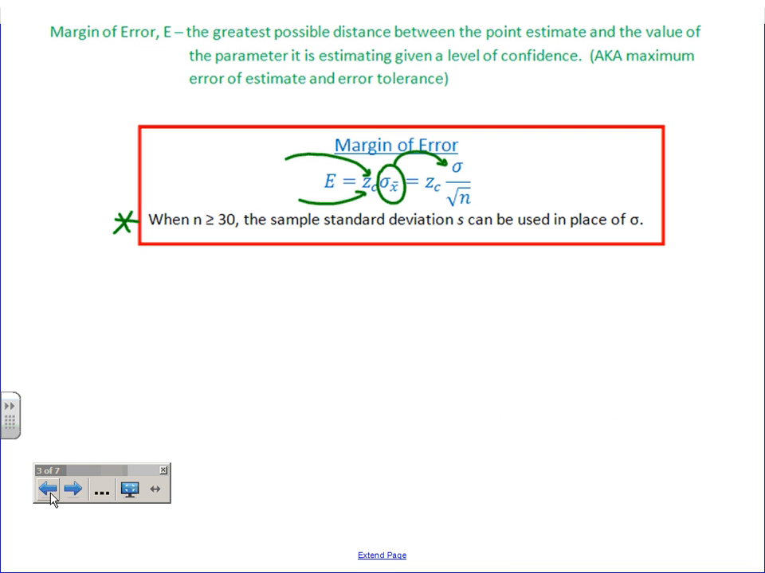Well, if you actually know the standard deviation of the entire population, use it. If you don't, and your sample's 30 or bigger, you can just use the sample standard deviation. Is there something 30 or bigger? Right. That's why we're able to use S. Because we actually don't know for the population.